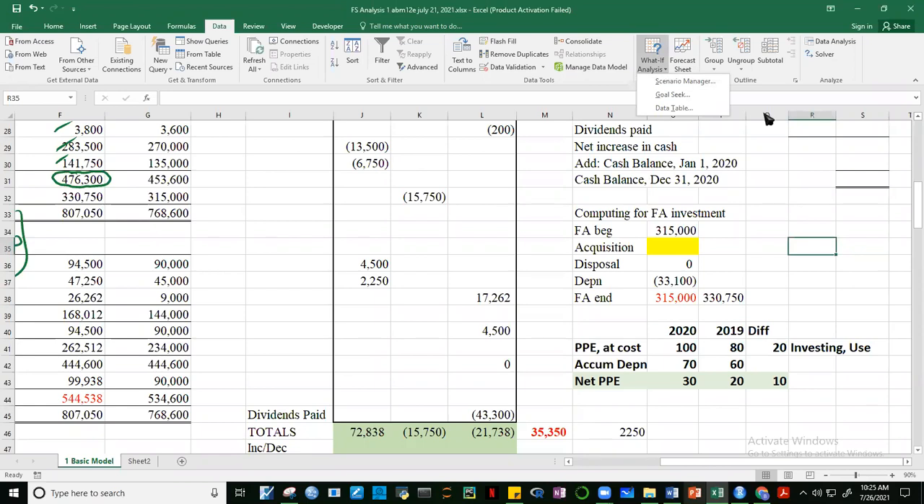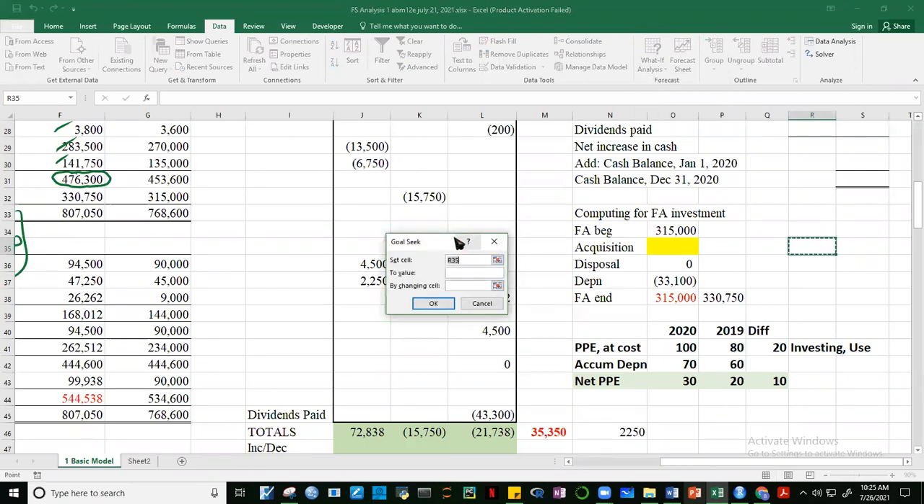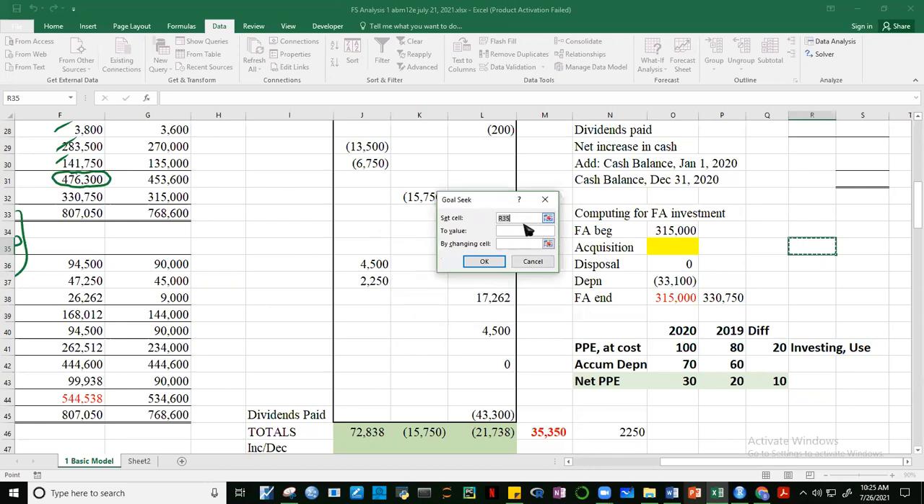Meron tayong tatlo dito: scenario manager, goal seek, data table. Yung data table gagamitin natin in the future. Let's go to goal seek. Okay, can you see this goal seek, guys? Meron tayong tatlong parameters. 2 of the parameters have spreadsheet icons like here. Ibig sabihin, pag may ganito, pwede natin i-link dito sa Excel natin yung cell na to. Pag wala, ito dapat ita-type natin.